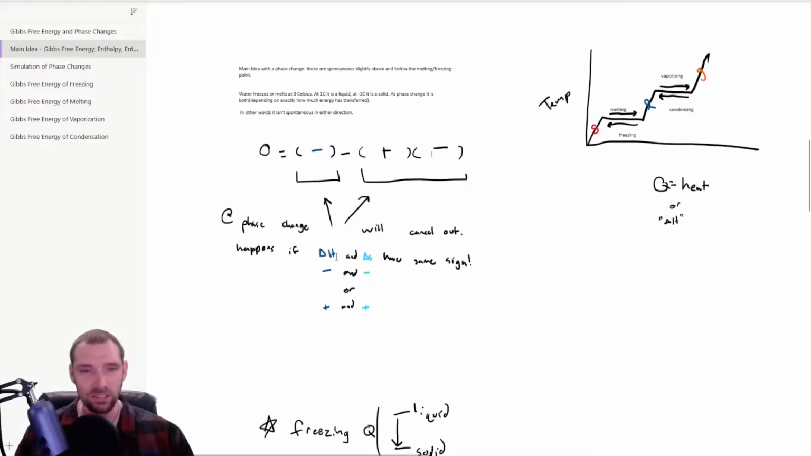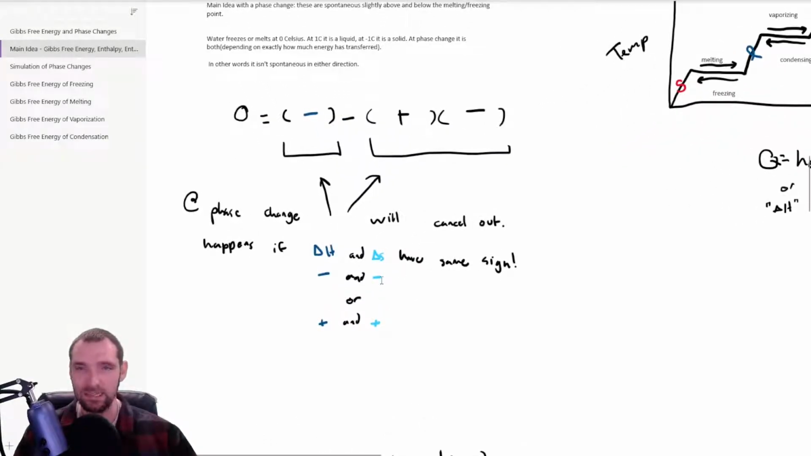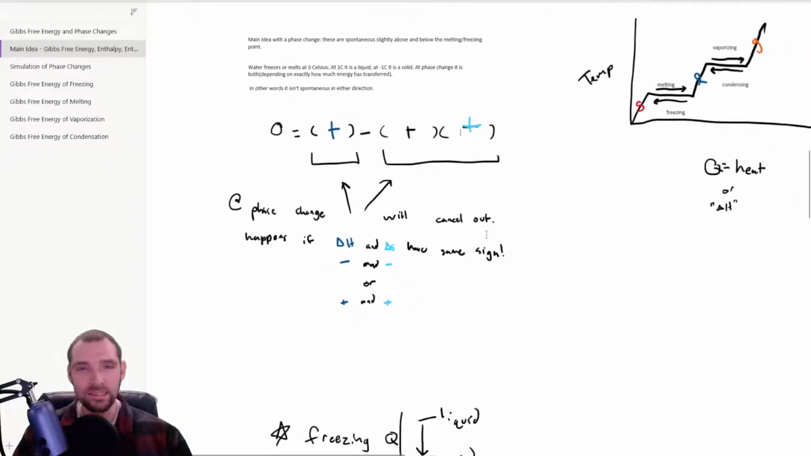As long as the change in H and the change in S are the same sign, they cancel each other out. Same thing if I had a positive number here. You can see I've got a positive and I'm subtracting another positive, so they cancel out and you get a G of 0. So that's the main idea when we're talking about phase changes. The first part and the second part end up canceling each other out. And next we're going to talk about conceptually what that really means.